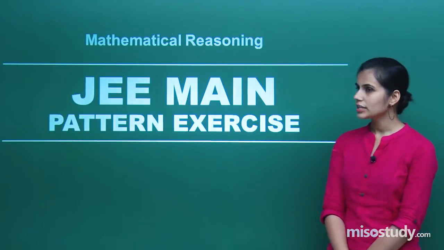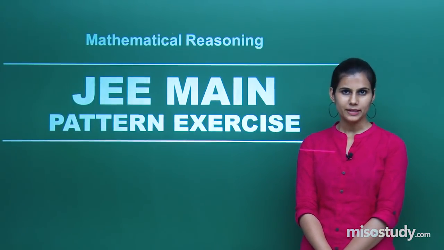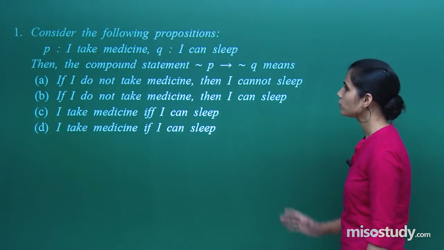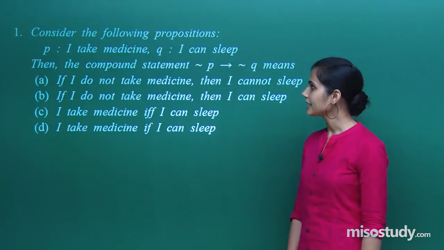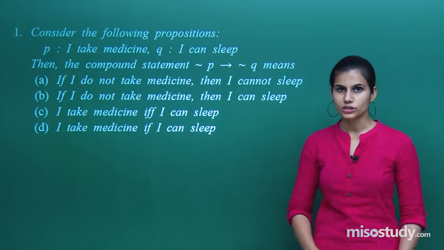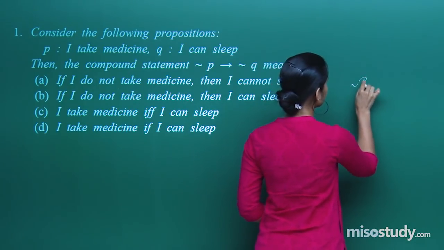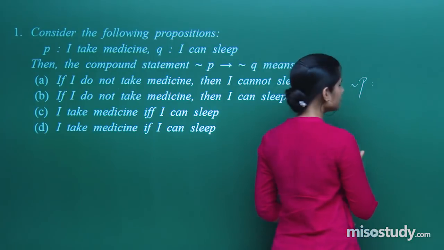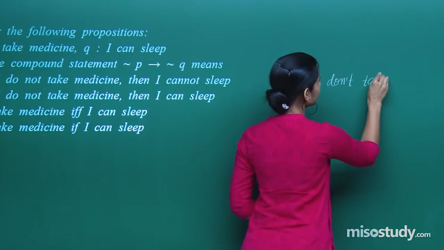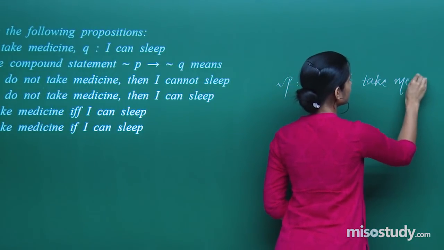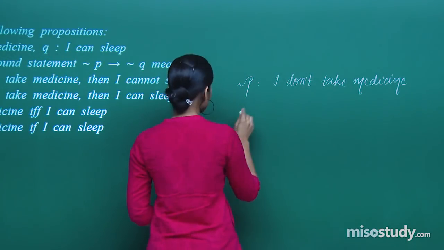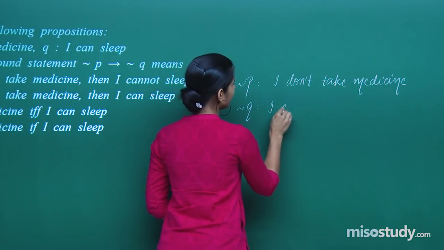Okay guys, let's discuss the JEE Main pattern exercises for the chapter Mathematical Reasoning. The first question says: consider two propositions P and Q, where P says I take medicine and Q says I can sleep. Then what does the compound statement not P implying not Q mean? Not P is the negation of P, I do not take medicine. Q is I can sleep, so the negation of Q will be I cannot sleep.